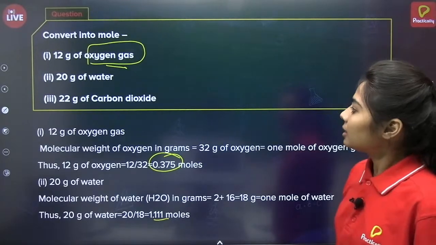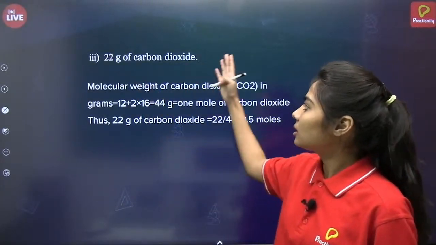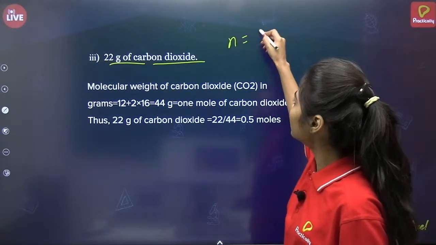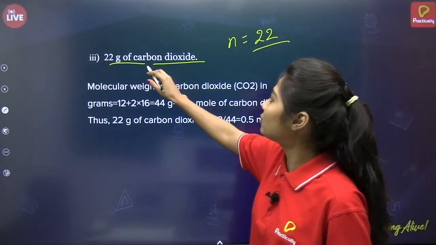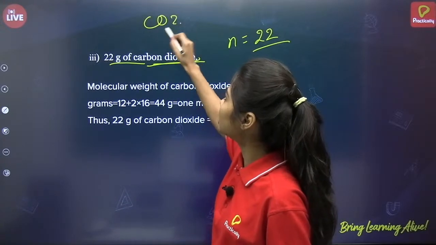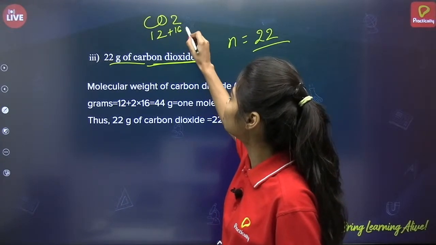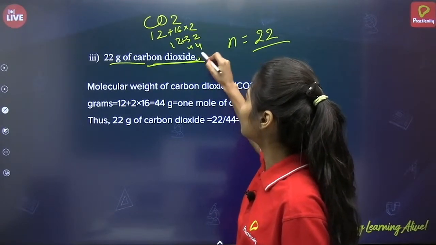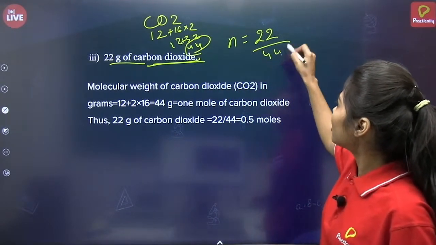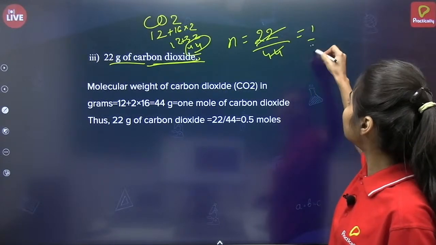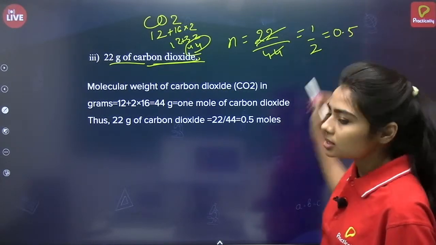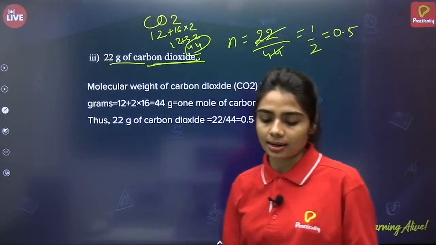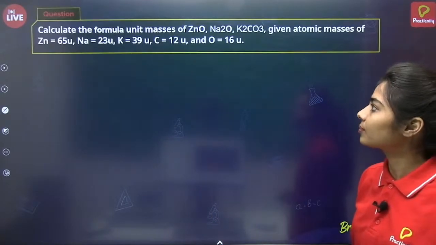Okay. So this is the third question. 22 gram of carbon dioxide, you need to calculate the moles. So 22, and the molar mass of carbon dioxide is 12 plus 16 into 2, that is 32 plus 12, which gives you 44. Divided by 44 comes out to be half, that is 0.5 moles. This is how you need to calculate. Both are correct.